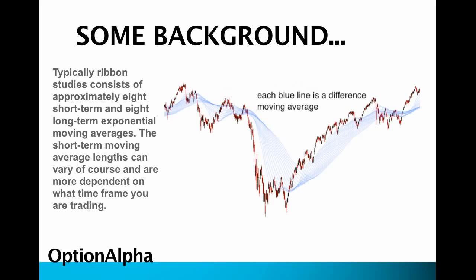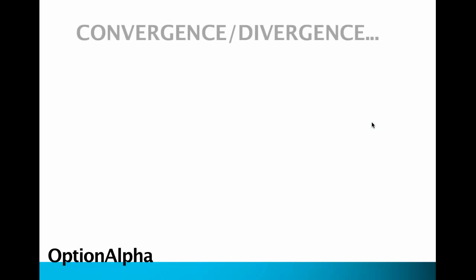So when we typically see ribbon studies, they consist of approximately 8 short-term and 8 longer-term exponential moving averages. Now these shorter-term moving averages can vary in length and are more dependent on the time frame you're trading. So on the chart to the right, you can see that we have about 16 different moving averages plotted against this particular stock. Now each blue line is a different moving average and of different and varying lengths. So you can see it creates this intertwining web that weaves and moves with the market. And that's what we're really concerned about.